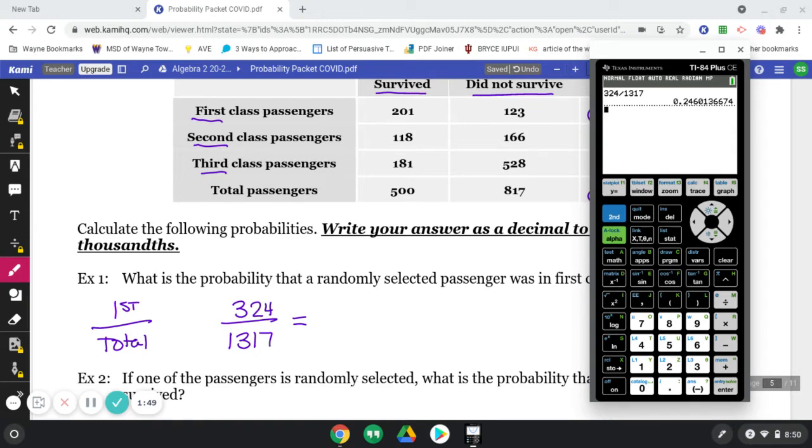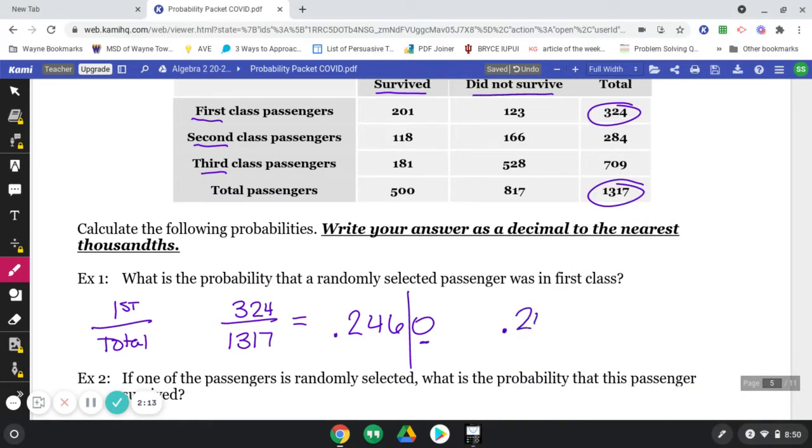And then they want that to the nearest thousandth, which is 3 decimal places. So you need to go out to the fourth decimal, and the fourth decimal will help you decide whether to keep the third decimal or round it up. So it'd be 0.2460. You'd cut it off right here. And the 0 is small, so you would leave it as 0.246. If that fourth number was a 5 or higher, you would round it to 0.247.